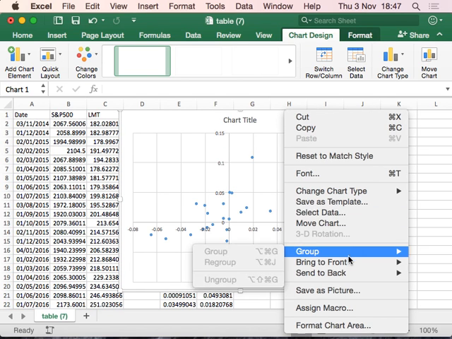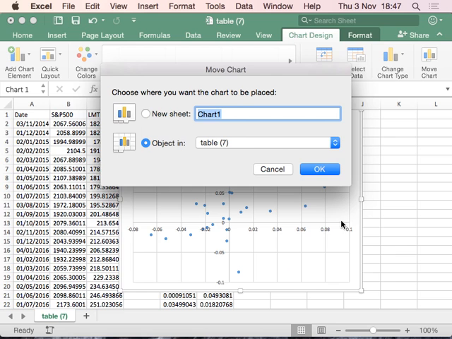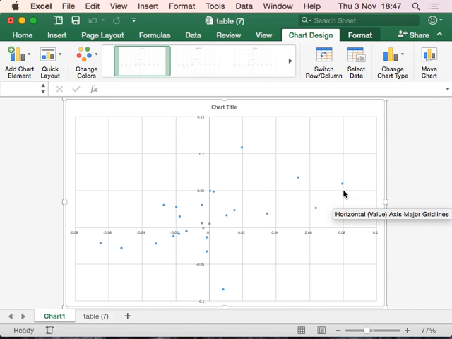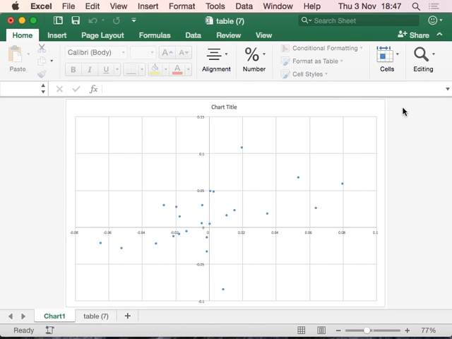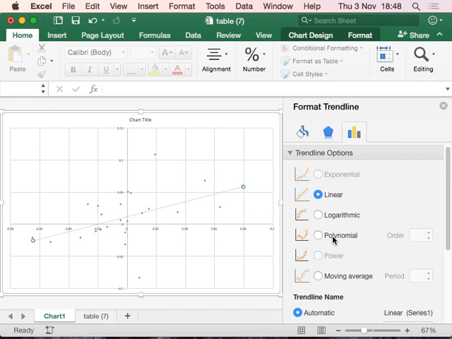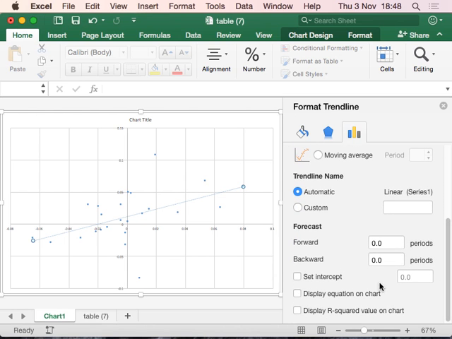Let's move it into a new worksheet. Didn't move it for some reason. Move the chart to new sheet. Done. Visible, isn't it? Okay, so what kind of correlation can you see here with the stock market returns? It's positive, isn't it? If you fit a trend, add trend line, linear, because beta is linear, and display equation on chart, that should be enough.